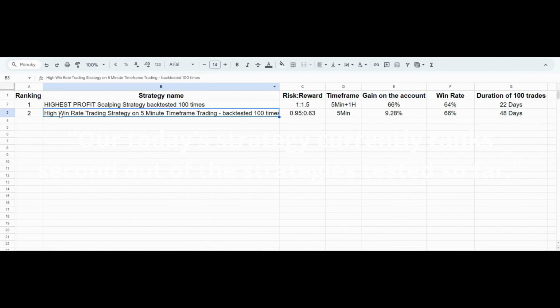So we are now in our spreadsheet where we will be adding individual strategies that we will test and rank according to their gain on the account. Our today's strategy currently ranks second out of the strategies tested so far. Over time, we will try to test and add more videos, but it will mainly depend on whether you enjoy such content. The next video will be testing a scalping strategy, which also boasts incredible success.